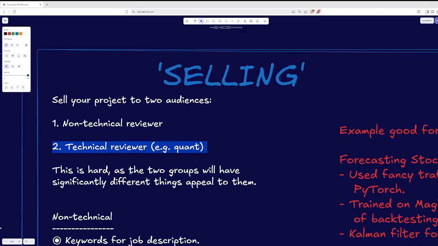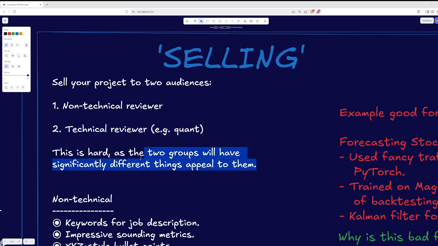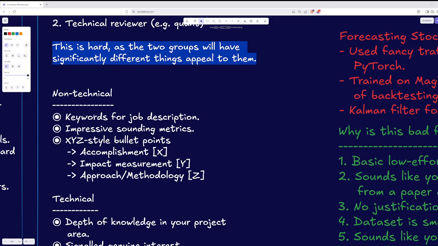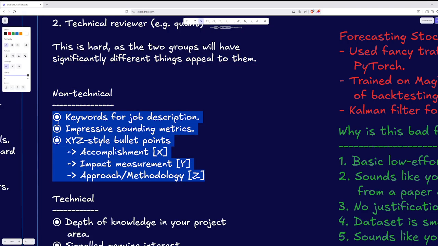And this is kind of difficult because there are contradictory things that would appeal to these two different groups. So the non-technical reviewer is probably going to be looking for keywords that are relevant to the job description. It may be impressive sounding metrics, and maybe this kind of cringy XYZ style bullet points where you have your accomplishment X, the measurement by which you measure this accomplishment Y, and then the approach and methodology Z. So it's very formulaic. It's kind of surface level.